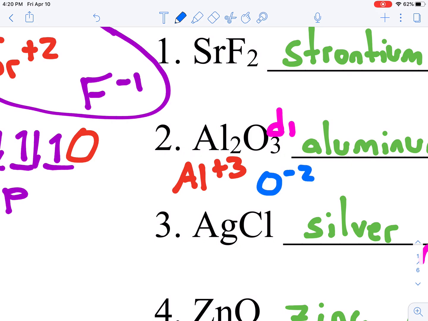So if you want to have a neutral overall compound, what's the lowest common multiple of 3 and 2? Well, it's 6. So how many aluminums do we need to get there? Well, we need 2 of them, which is what we have. How many oxygens do we need to get there? Well, we need 3 of them, which is what we have.